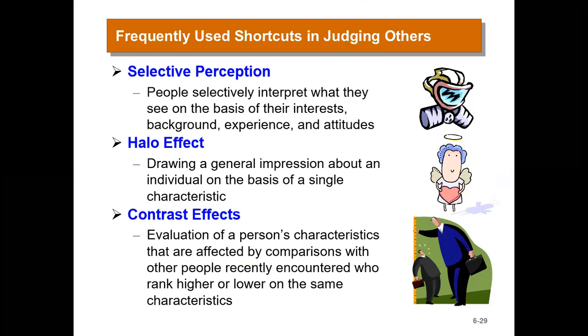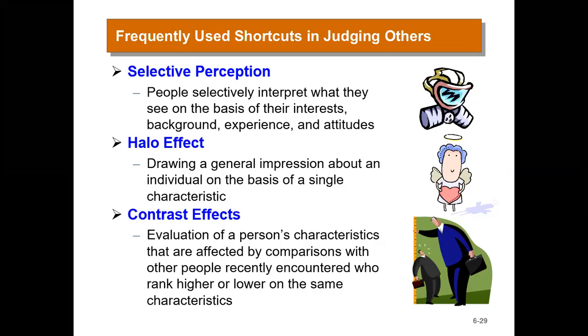Selective perception. People selectively interpret what they want to see on the basis of their interest and experience. So you are often like that. We are often like that, looking at what we want to see. We don't want to see the whole picture. What I seem to take as a benefit from a particular situation or from a particular incident is what I would like to see, right? So that's how I see.